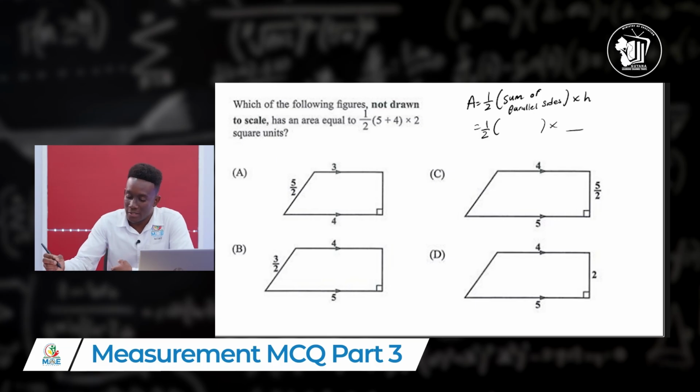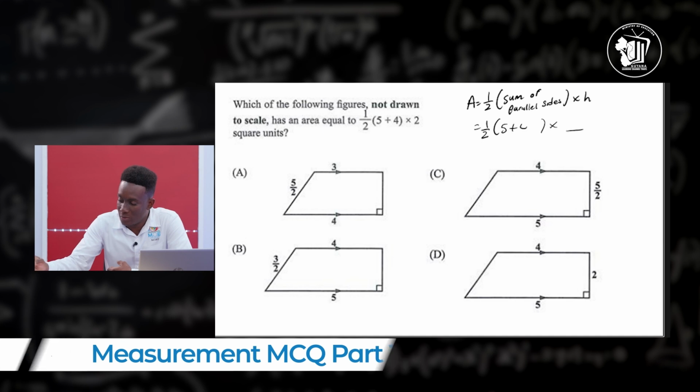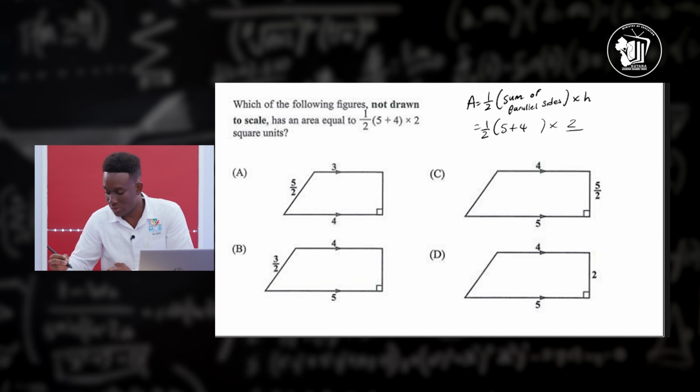In this case, the parallel sides would be 5 plus 4, and the height would be 2. So let's look at this one. This one is 3 and 4, so that doesn't work. So 4 and 5, so that works. So let's see if we have the height being 2. The height would be the perpendicular height, that is, not the slanted height. So that doesn't work as well.